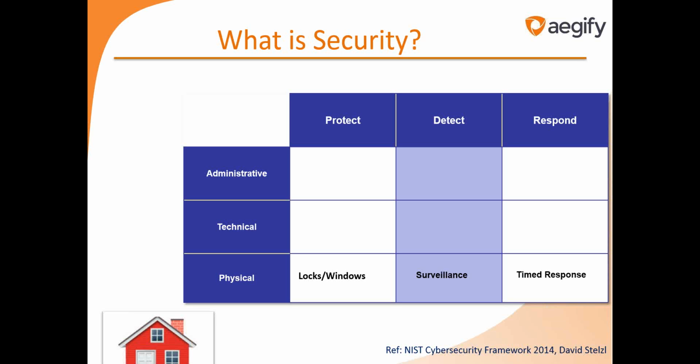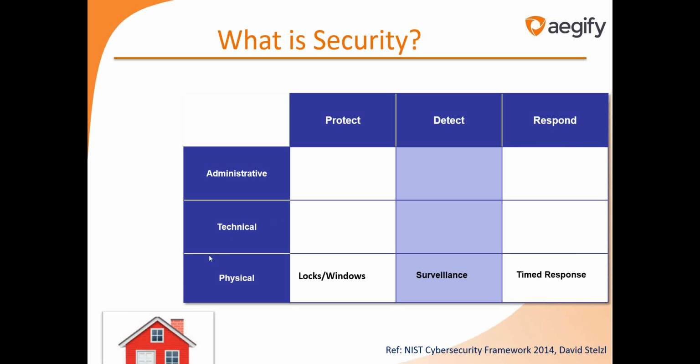And the time response could be in the form of calling the police, or maybe there's a dog or there's a gun. So all of these are part of an effective security mechanism, and they fall in the category of protection, detection, and response technologies. So any mature security program in the case of a house needs to have aspects of protect, detect, and respond.